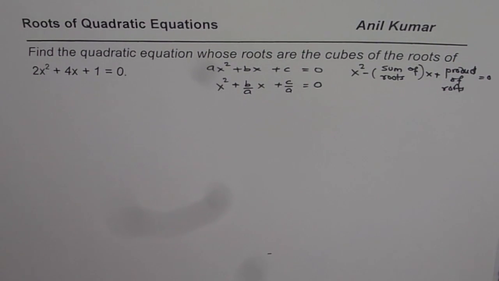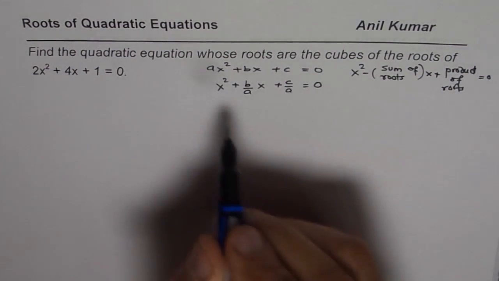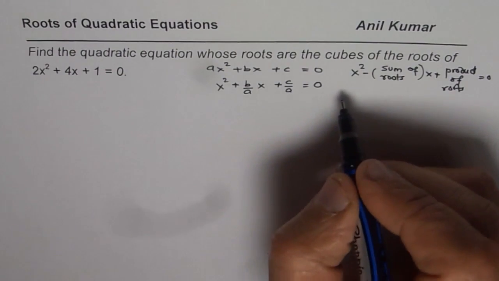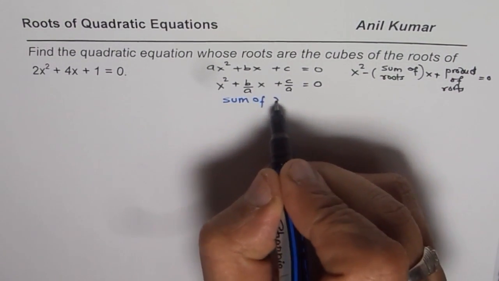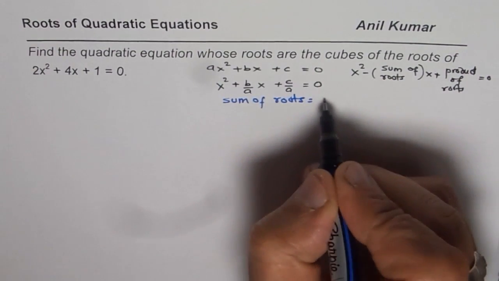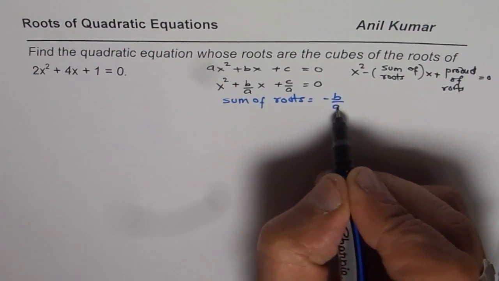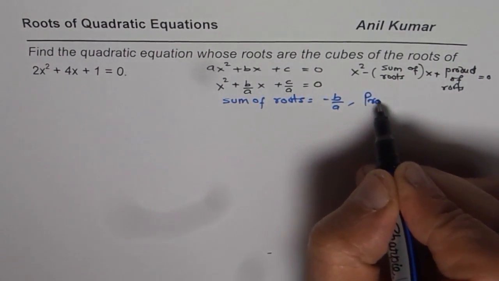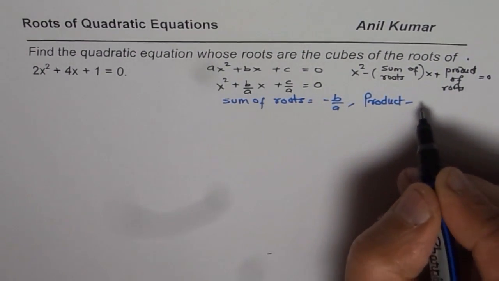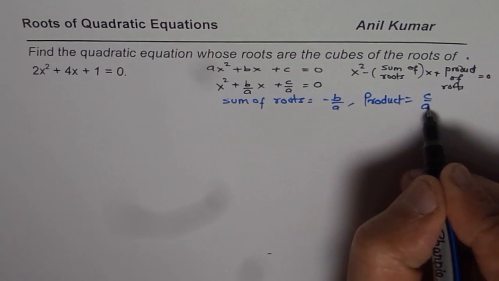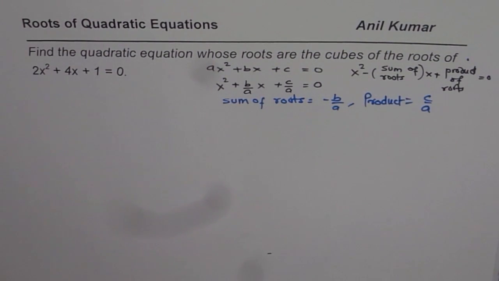Now if you compare these two quadratic equations, then sum of roots is minus b by a, right? So we get sum of roots equals minus b by a, and product of roots is equal to c by a, right? So that is what we get. So we are going to use these properties to solve the given question.